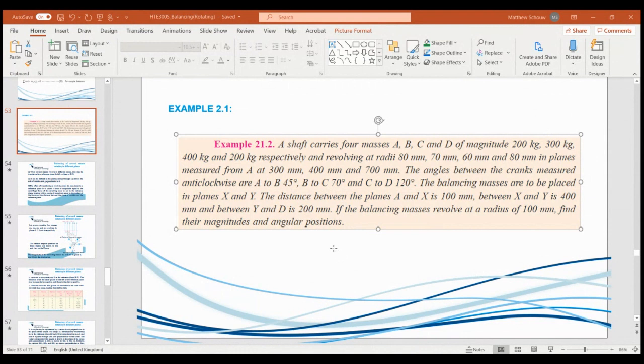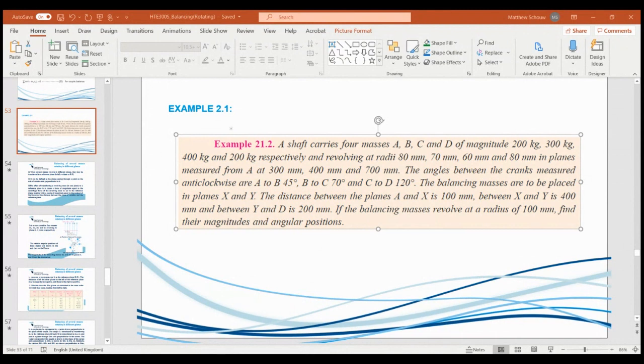So what we're typically going to do is now draw a table. Right, so this is the first approach you actually want to do for this type of problems. Let me just make sure it's the right example. Okay, cool. Right, so it's just going to take us a while to finish up this problem. So the shaft carries 4 masses A, B, C, and D, different magnitudes, 200, 300, and 400, and revolving at different radii. And okay, so what I want to do now is sketch it like this.